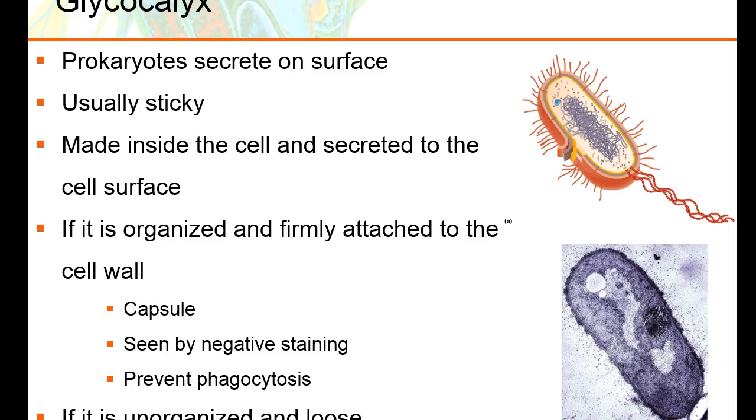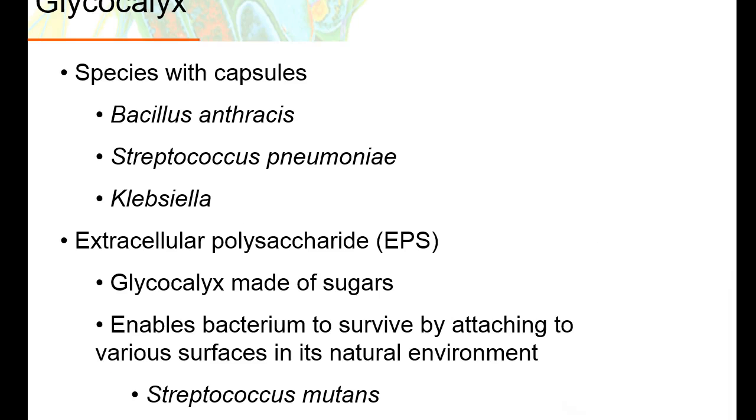You guys heard about a capsule just in the last lecture. I talked about how we stain for capsules. I talked about the fact that they're really difficult for our immune system to find because they're protecting. It's like a bubble that protects those microbes. Some of the species that have these capsules are Bacillus anthracis, Streptococcus pneumoniae, and Klebsiella.